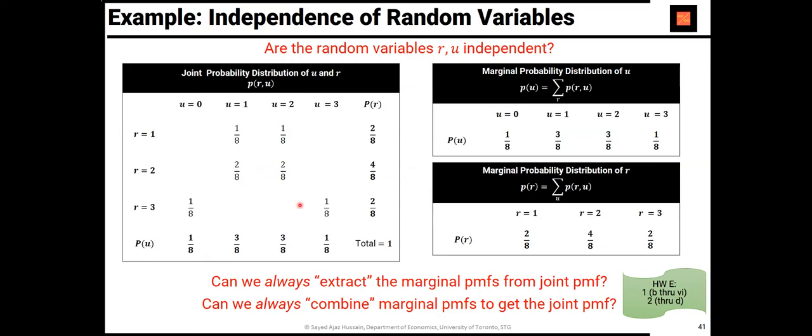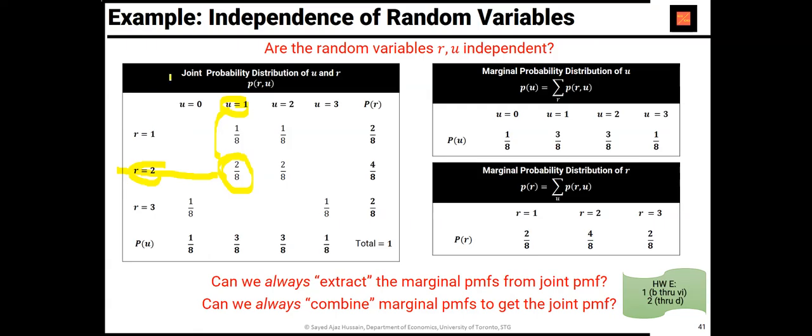So let's pick some number. Let's actually pick this thing right here. This is the probability of R being equal to 2 and U is equal to 1. Agree? I want to know if the chance of R being equal to 2 and U is equal to 1, which I know is 2/8, is equal to just the probability of R equal to 2 and just the probability of U equal to 1.